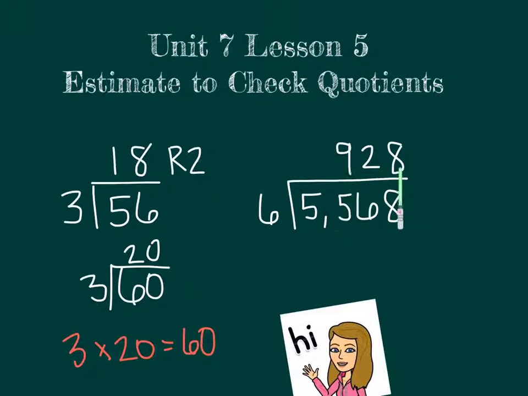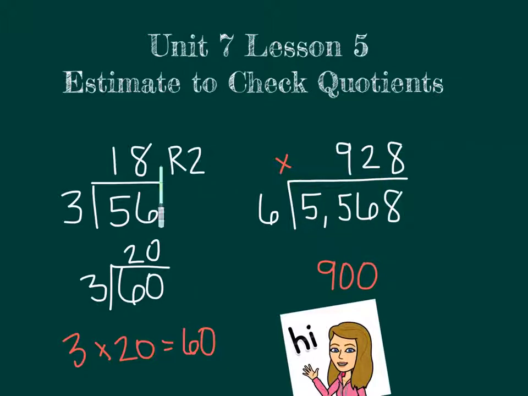So 928. Well, I'm going to do front end estimation. So that's looking at the 9 here. Look next door at the 2. 2 would not bump up the 9. So the 9 stays the same and the rest becomes zeros. So that's 900. Now, remember that this problem is like a multiplication problem. If you take 6 times your quotient, or the divisor times your quotient, it should equal the dividend. If it doesn't, something went wrong here in your work.